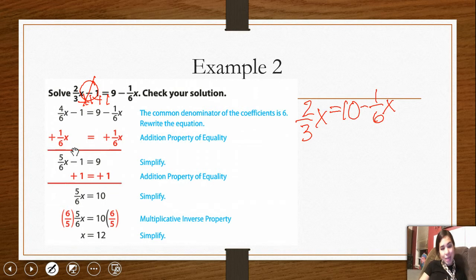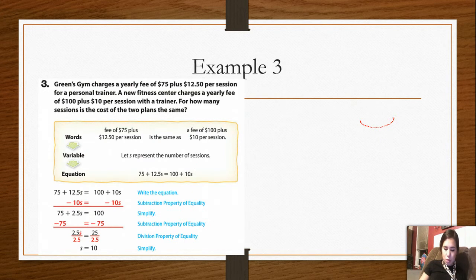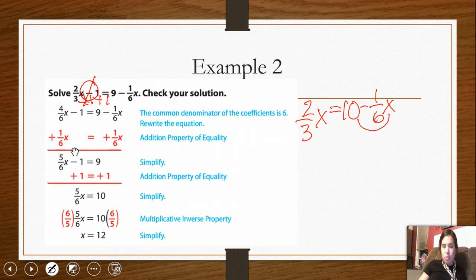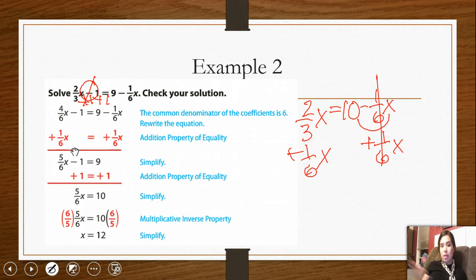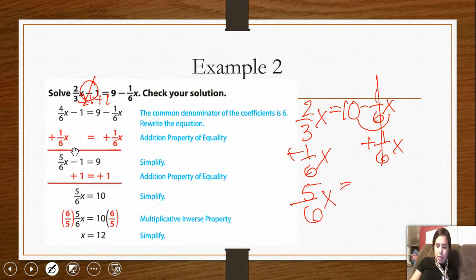Okay, now I want to get my x's together. So I want to move this minus 1/6 x to the other side. Right now it's minus, so the opposite would be to add. So I add 1/6 x to both sides. And so again, here they had to get like terms, common denominators, but since you guys have calculators, you could just enter into your calculator 2/3 plus 1/6, and you would end up with 5/6 x is equal to 10.